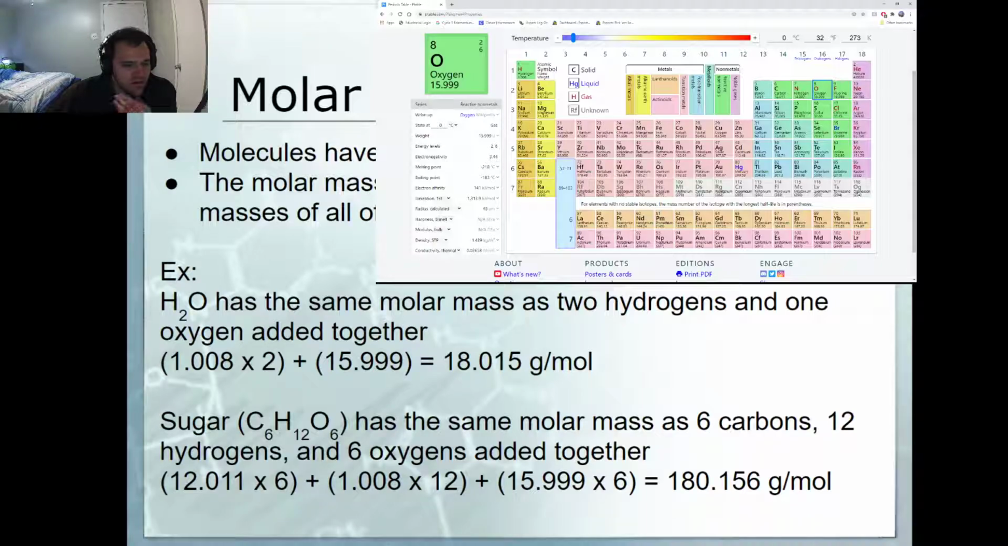So sugar is about 10 times heavier per molecule than water is, right? If you compare the two.